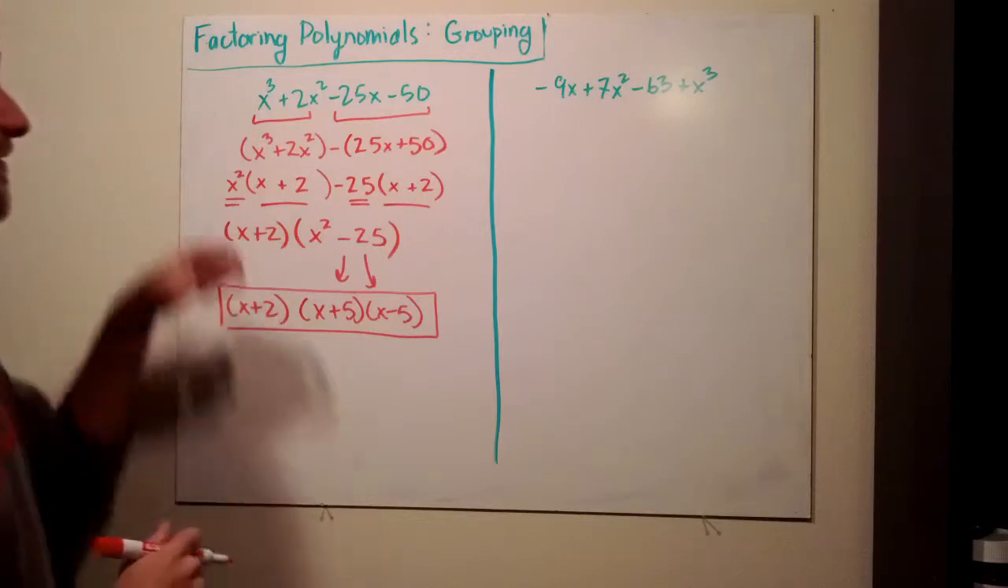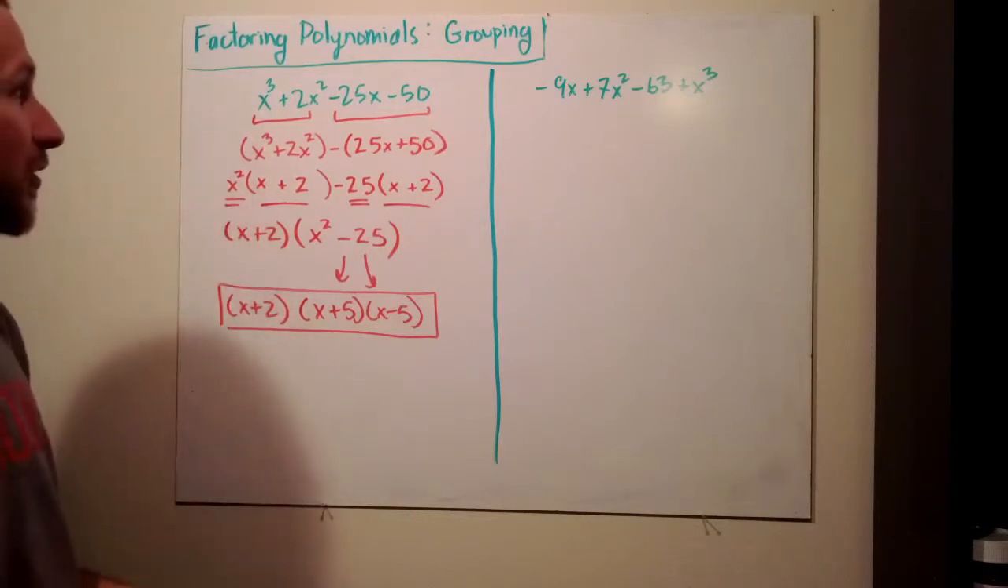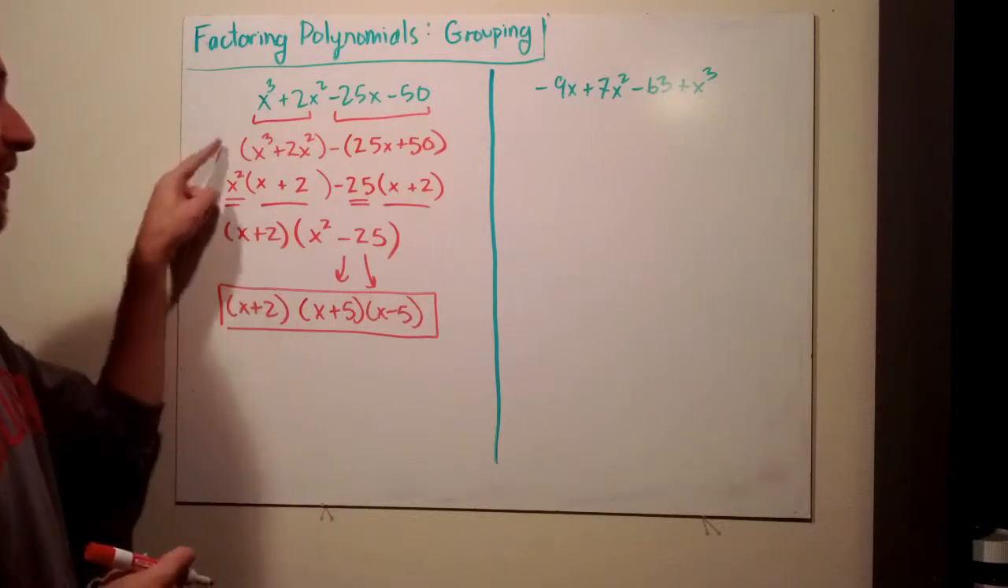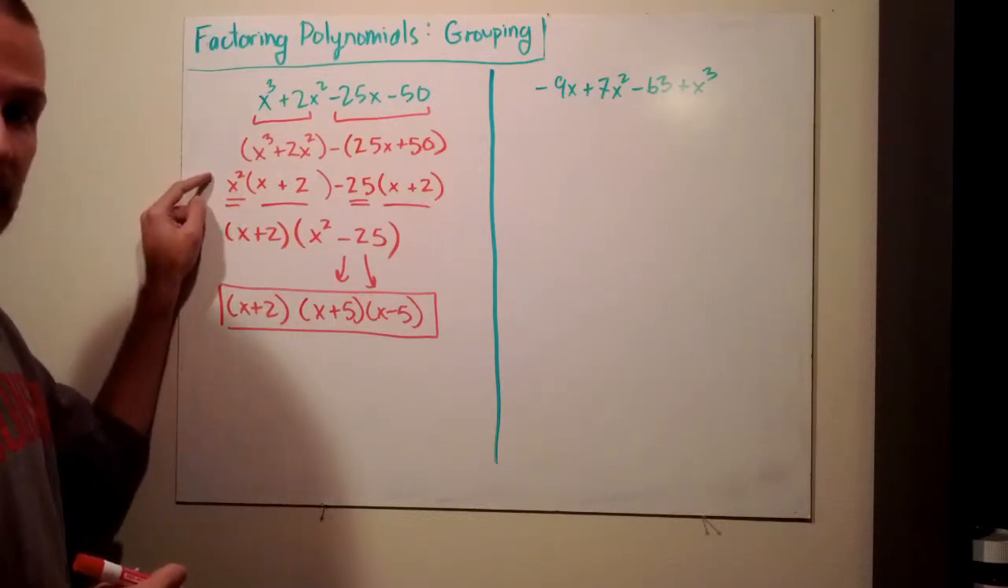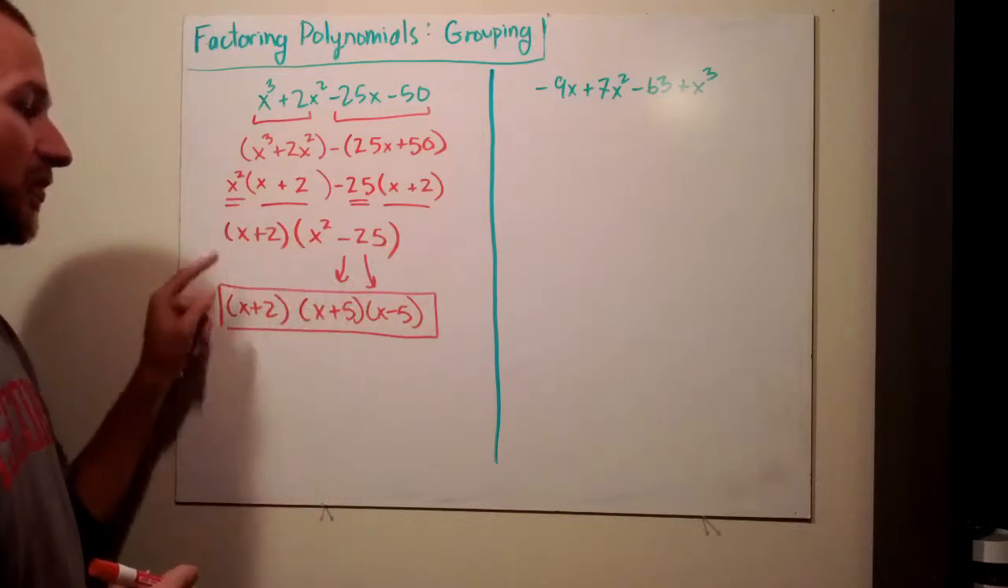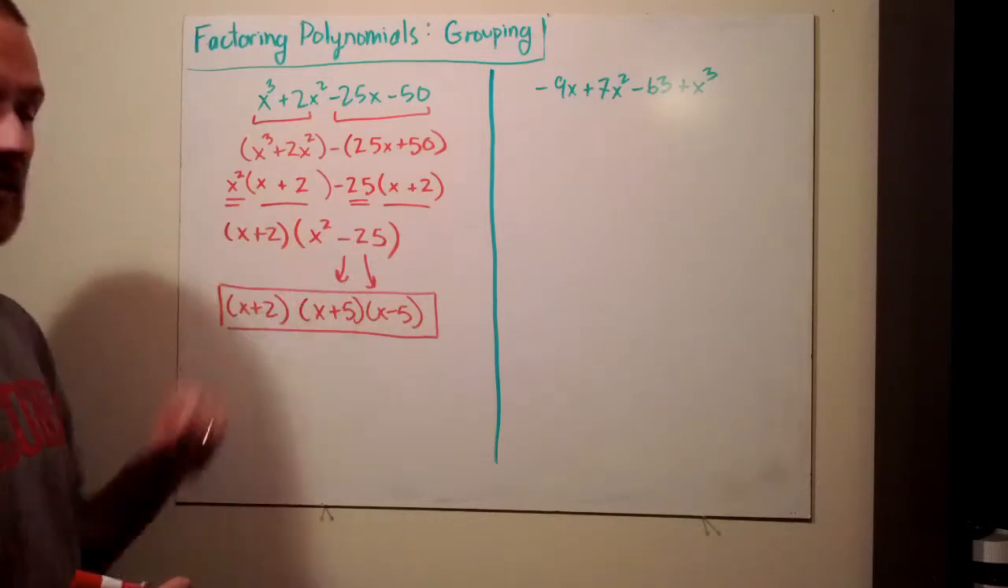What I've done here is I started with my cubic polynomial. I grouped them into the first two and the last two. I factored out common monomials. I had the same binomial, so I factored out the common binomial. And then when I got to this end spot, I just factored the quadratic.